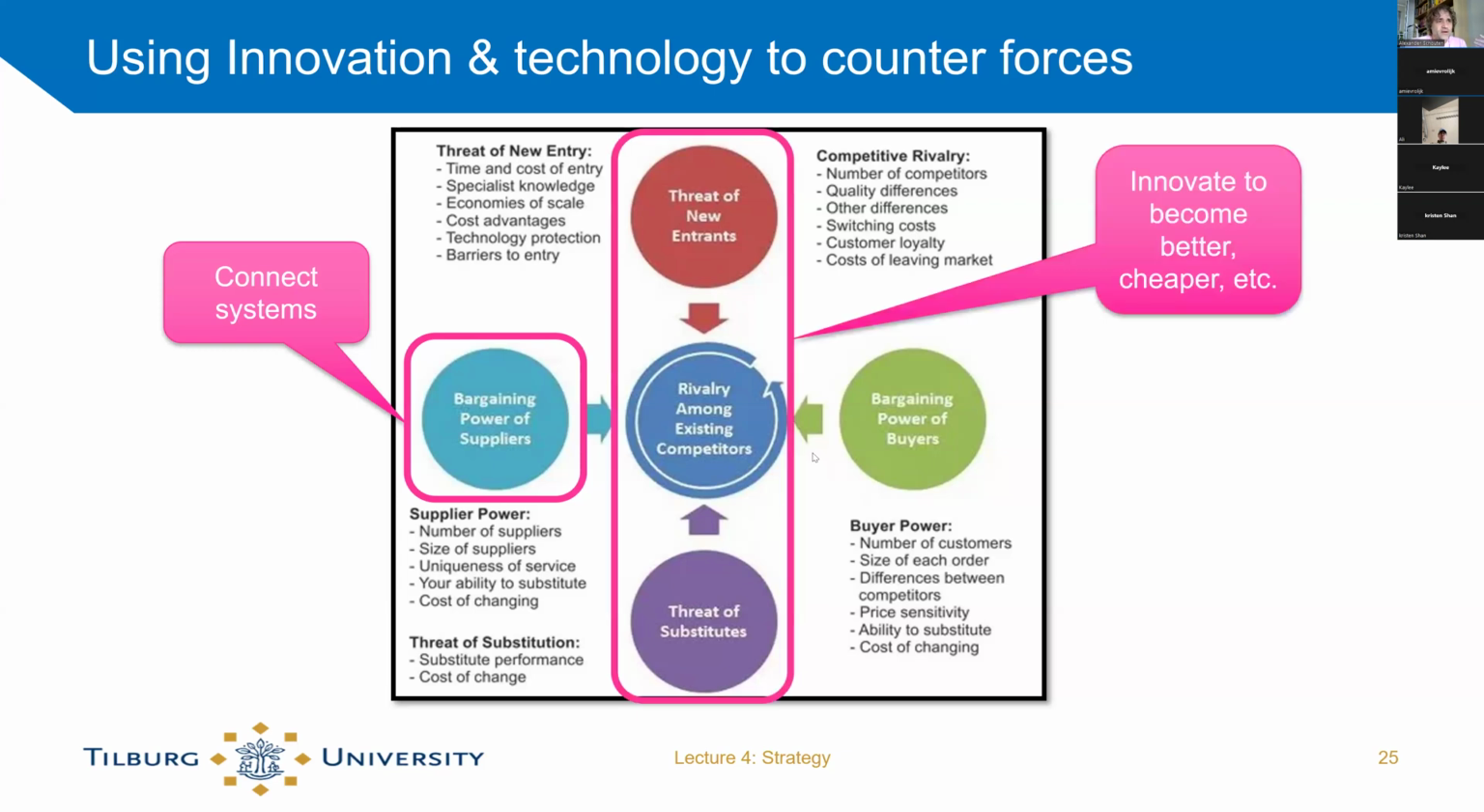And basically for everything, there are examples. The pillar here, new entrants, existing competitors, threat of substitutes.